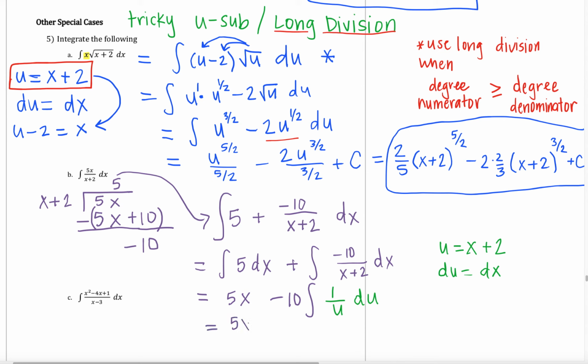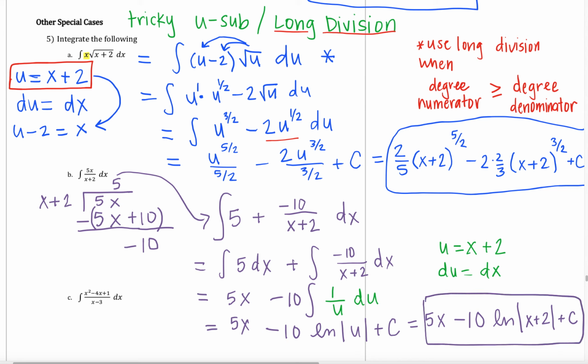From here, that 5x is just, it's done, so that's going to go along for the ride. The integral of 1 over u is equal to the natural log of the absolute value of u plus c. And our last thing from here to do is just substitute back what u equals. So we still have that 5 times x, minus 10 times the natural log of the absolute value of x plus 2 plus that constant term. And that will be our final answer for that integral. So we will get more practice with the long division, but I do just kind of want to throw it in there so that we can see how this setup will start working.